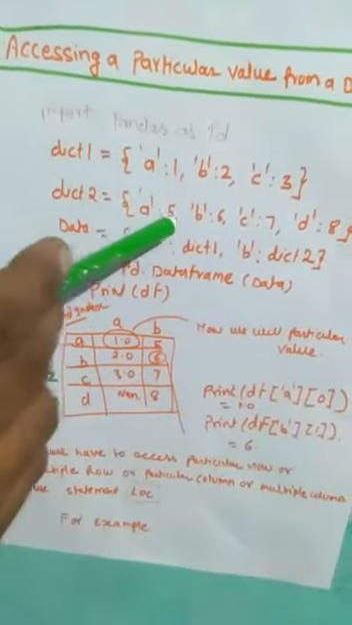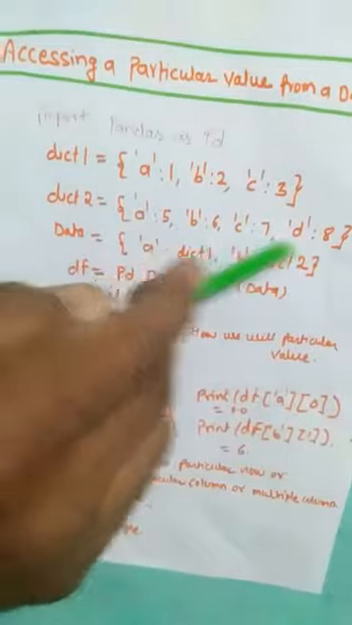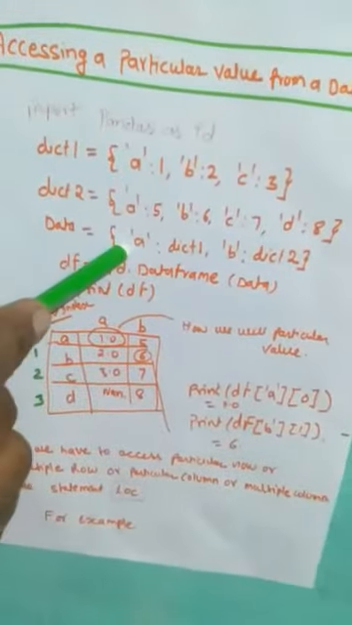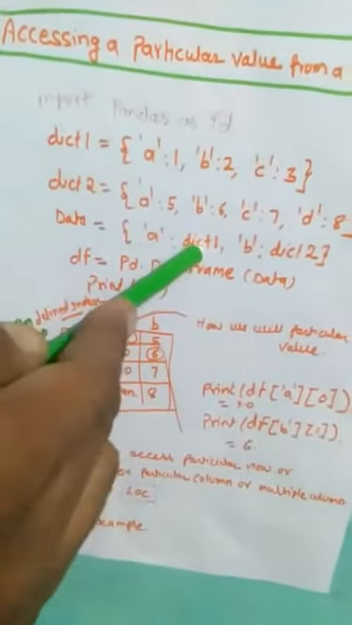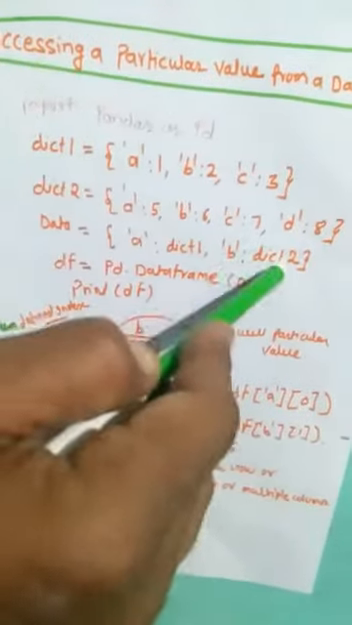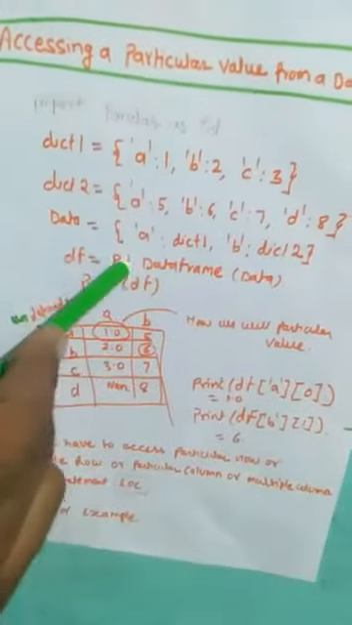Now, how can we access a particular value from a data frame? Let's see through an example. Import pandas as pd. Dictionary 1: A index 1, B index 2, C index 3. Dictionary 2: A index 5, B index 6, C index 7, D index 8. Data is equal to index of A dictionary 1, index of B dictionary 2. We have mentioned it. df is equal to pd.DataFrame(data), print df.